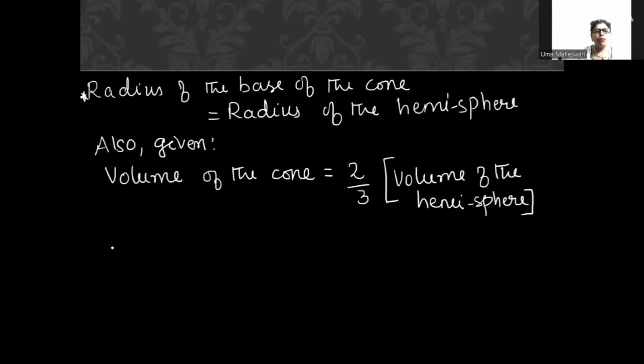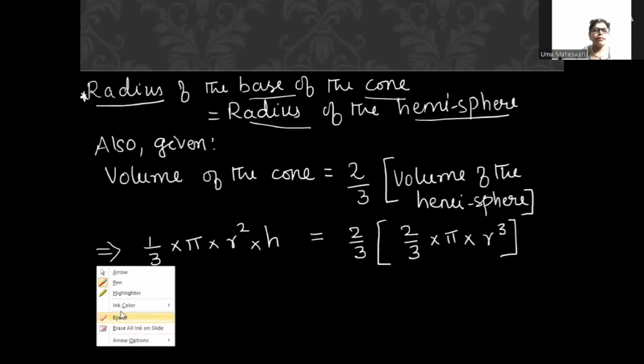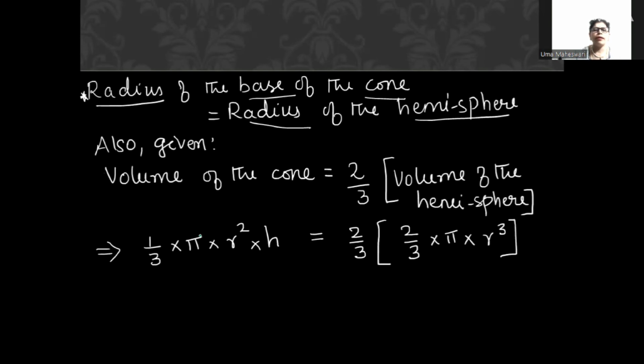Now tell me, what is the volume of the cone now? 1/3 into pi, right? Into r square into h is equal to 2/3 of, what is the volume of the hemisphere? 2/3 into pi into r cube. I am writing the same r because here radius of the base of the cone is same as radius of the hemisphere. So therefore, the same r cube. Now what is getting cancelled actually? Here pi and pi is getting cancelled. 3 and 3 is getting cancelled. R square is getting cancelled with r cube. Only one r remains.